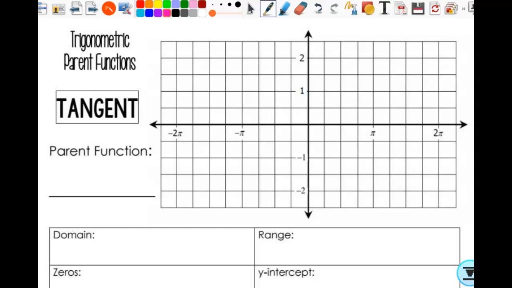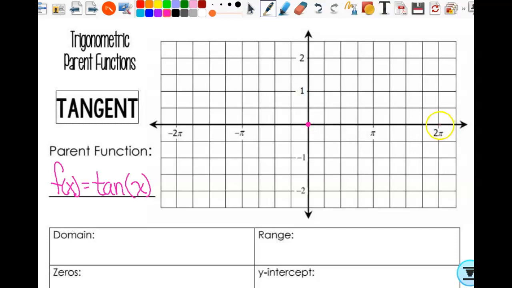So back to page 89 so we can finish up our parent functions. We're going to have tangent. So f of x is equal to the tangent of x. So let's fill in some stuff that we know about tangent. What is the tangent of 0? 0. Tangent of 0 is 0.